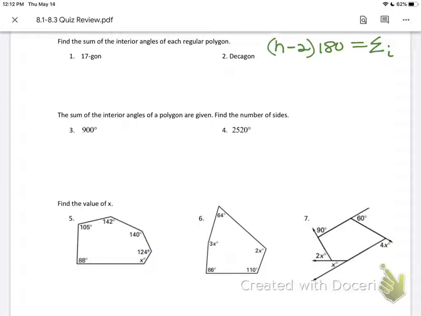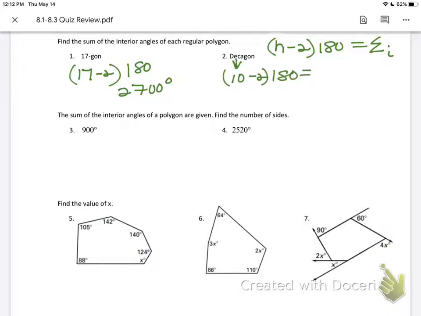Okay, so if it's a 17-agon, then that's going to be 17 minus 2 times 180, and you should be getting 2,700. Okay, decagon, you've got to know that that's a 10-sided figure. So 10 minus 2 times 180 gives you 1440.